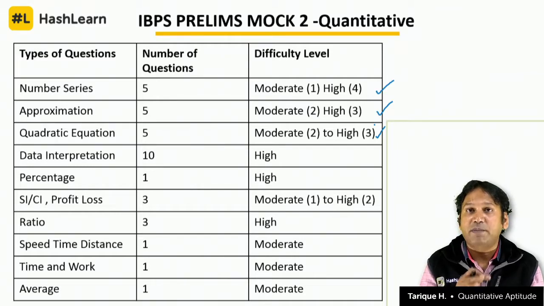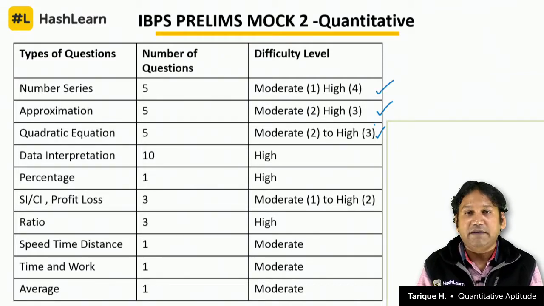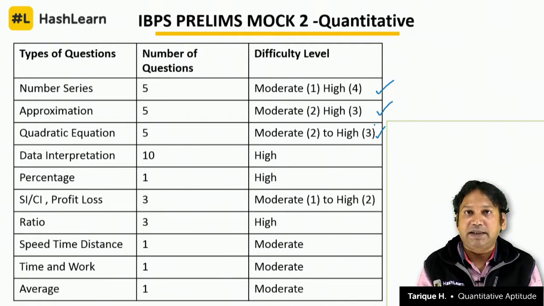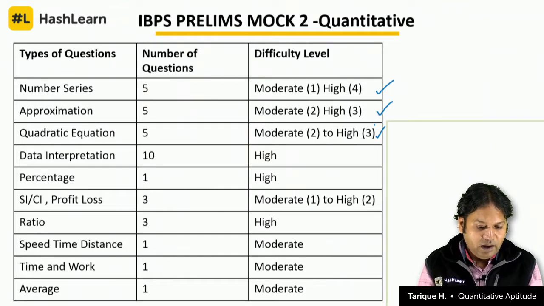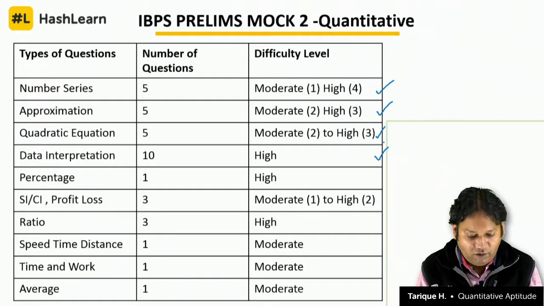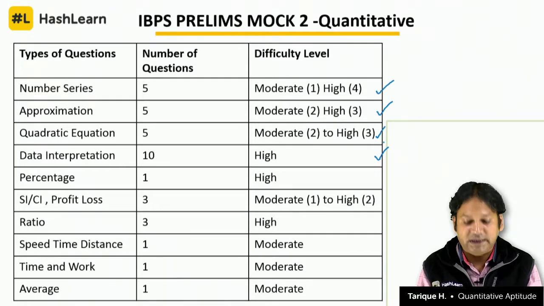So 10 questions from data interpretation, high difficulty level, 1 set at least you could have solved. Ideally should have done the pie chart, because pie chart, if you would approach correctly, would take less time for you to solve in the examination. So 10 questions from data interpretation of high difficulty level, followed by 1 question from percentage.